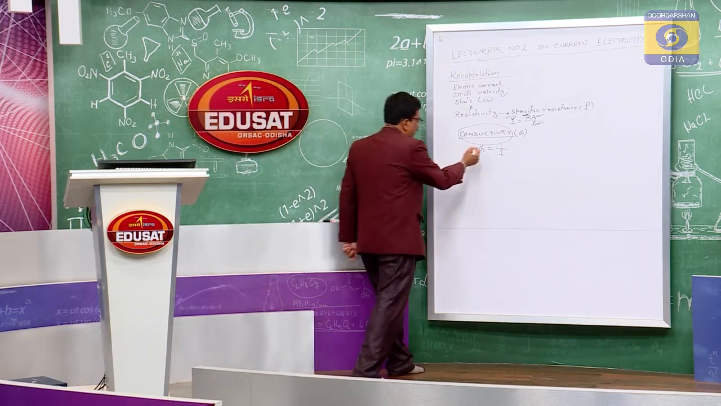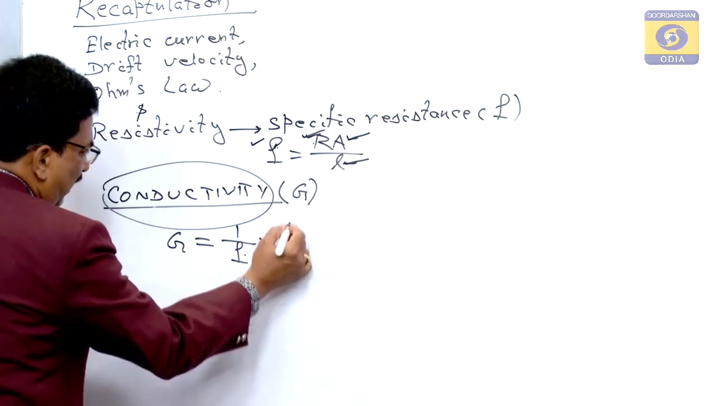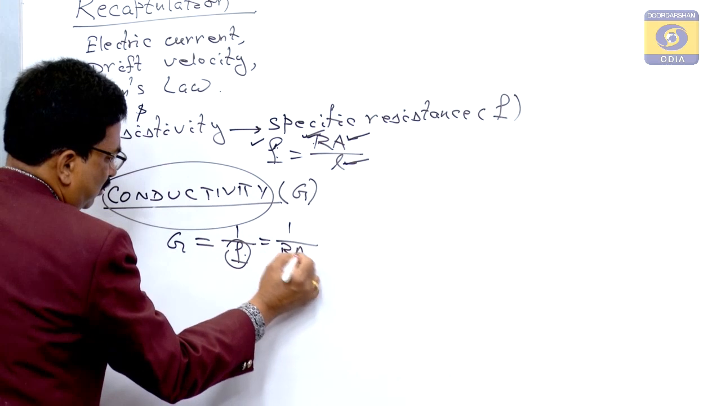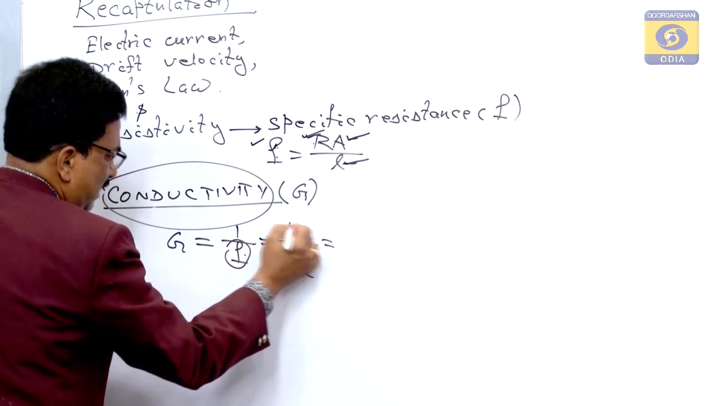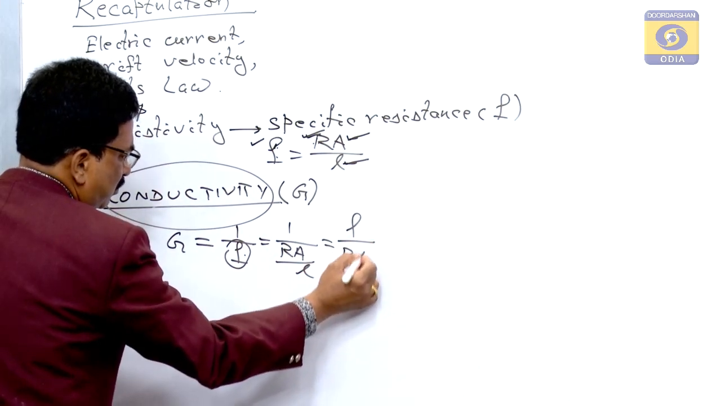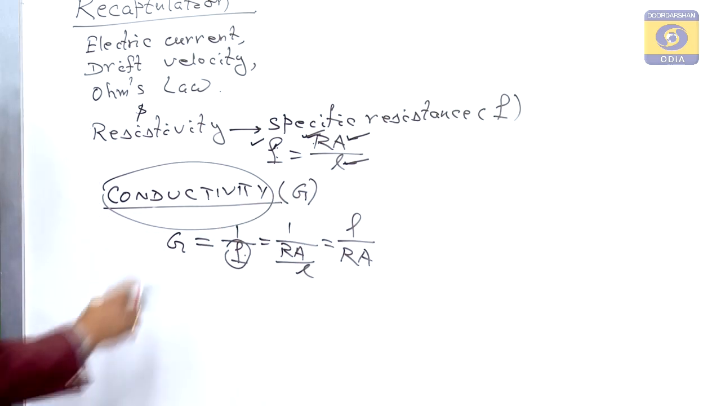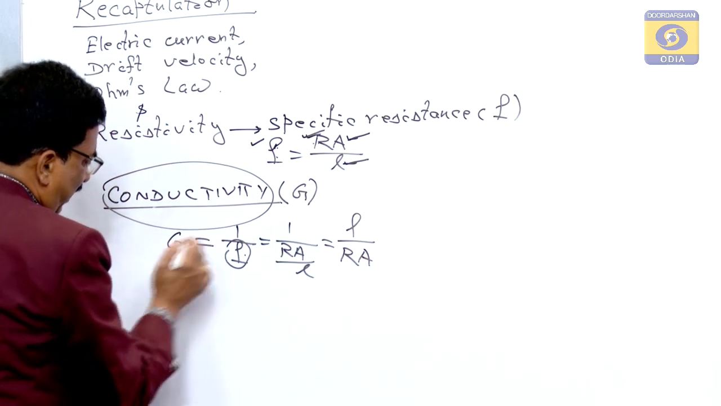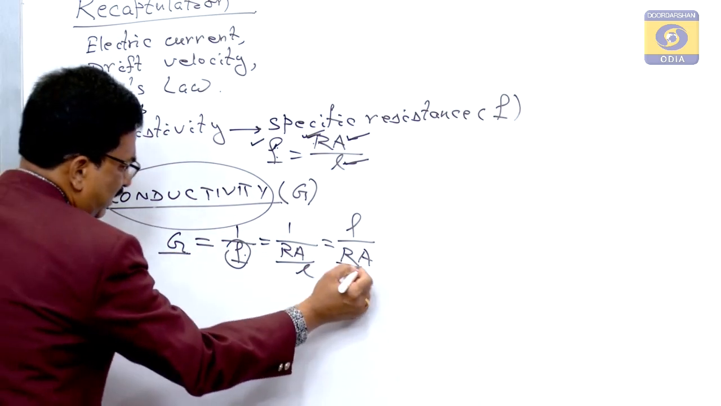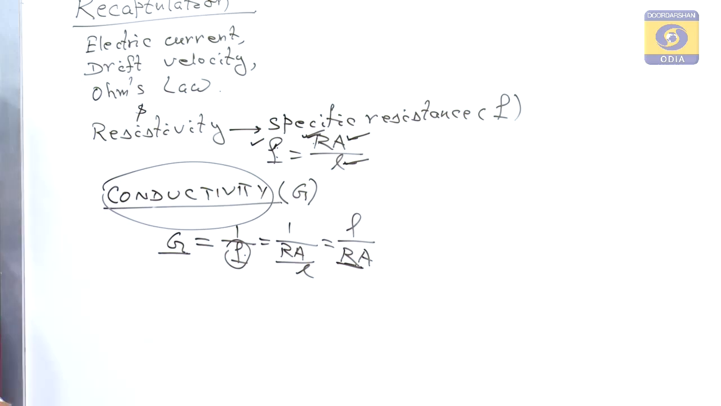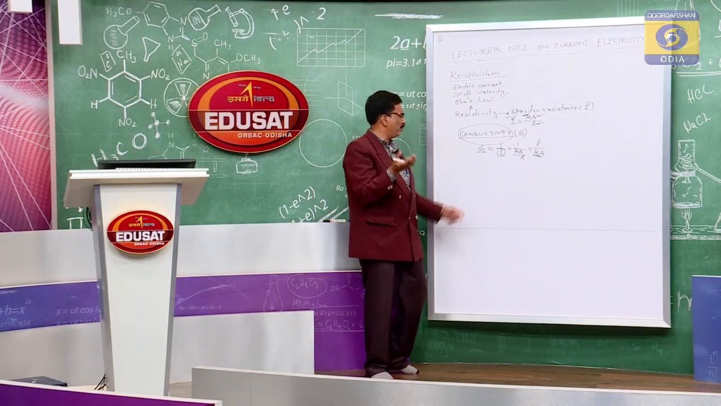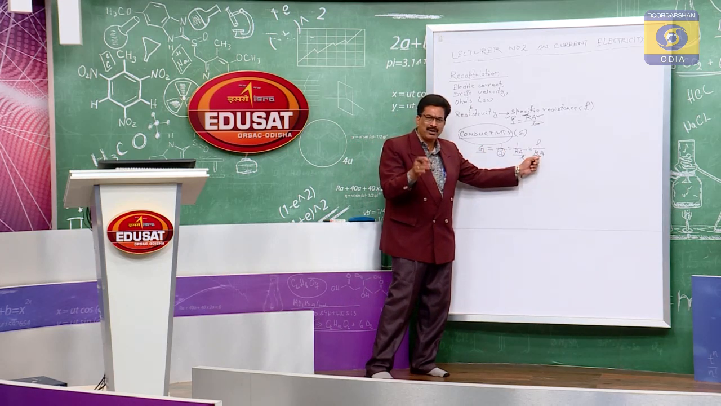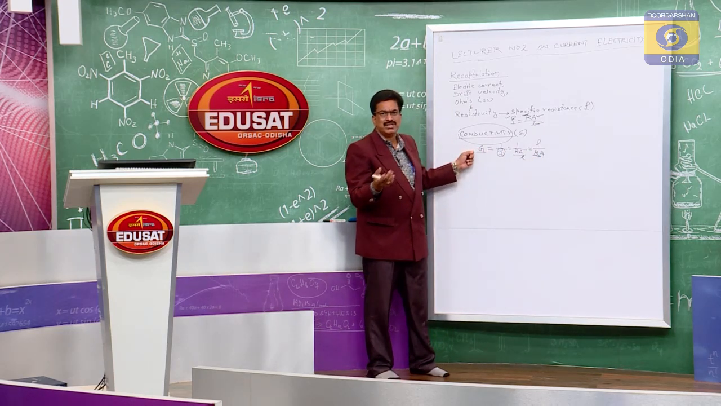So, if it is the reciprocal of the resistivity, and this resistivity rho, as we have written here, equals R A by L, then this L will go up. So, this equals L by R A, that is the conductivity. If this is L by R A, you see this G is related inversely with the resistance. If the resistance is more, then the value of G will be less. If the value of R is less, then the value of G will be more.